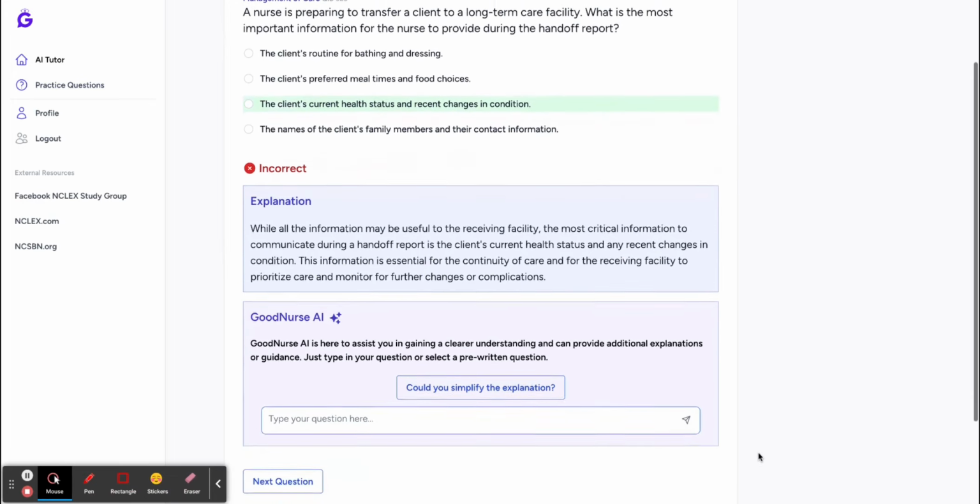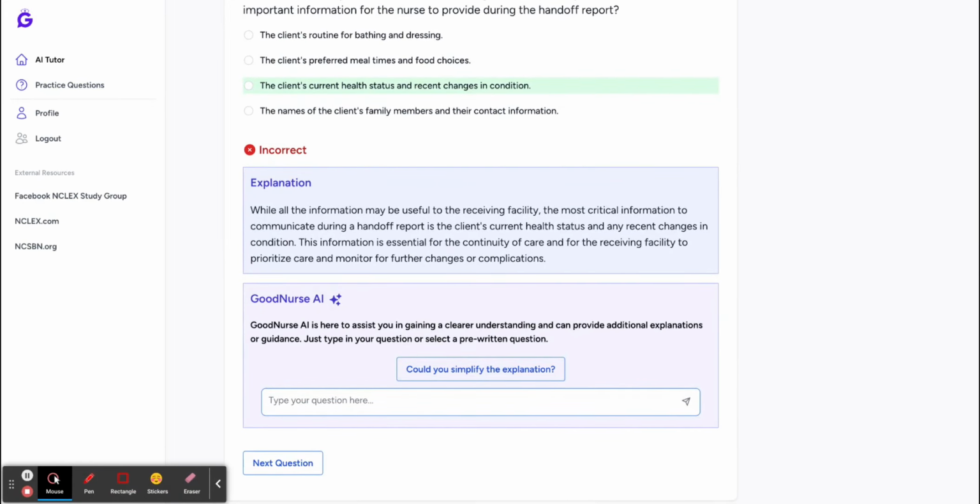The most critical information is C. While all the information may be useful to the receiving facility, the most critical information to communicate during a handoff report is the client's current health status and any recent changes in condition. This information is essential for the continuity of care and for the receiving facility to prioritize care and monitor for further changes or complications. Let's do a couple more questions.